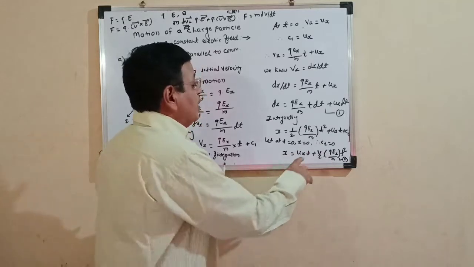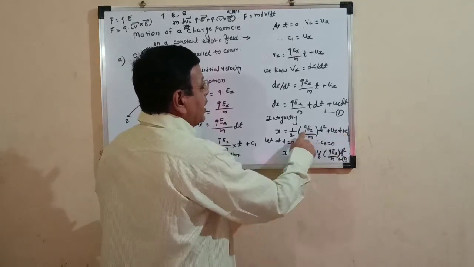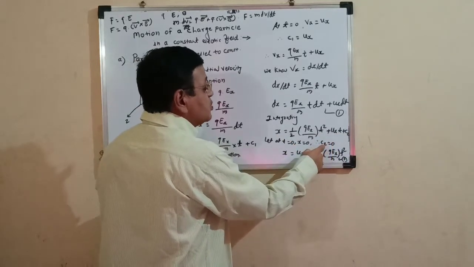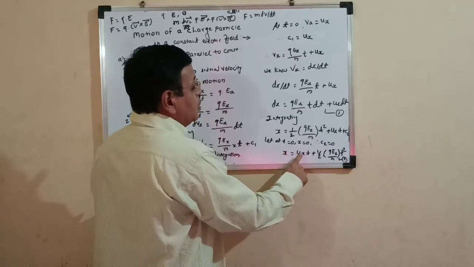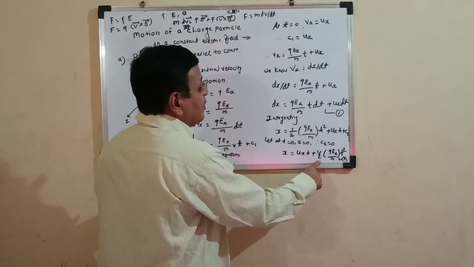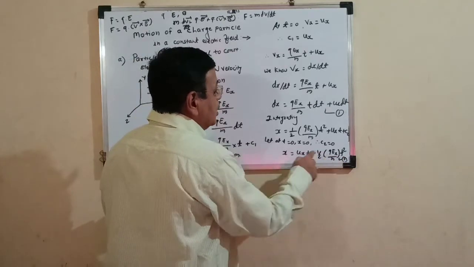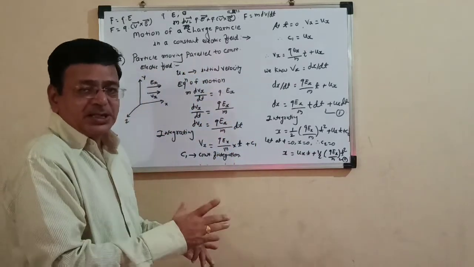If we put t equal to 0 and x equal to 0 here, we get C2 equal to 0. Putting this value of C2 in this equation, we get x equal to Ux t plus 1/2 qEx upon m into t square. Call this equation number 2. Here x is nothing but the displacement of the charged particle along the x-axis.